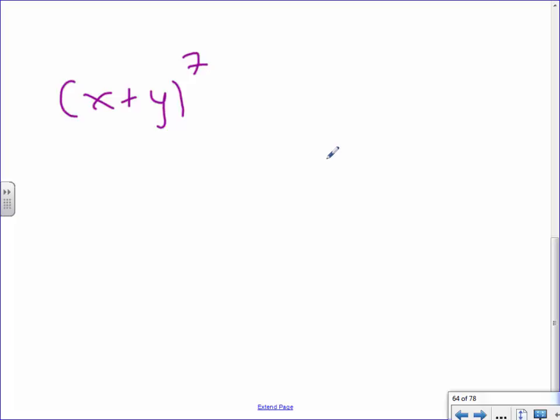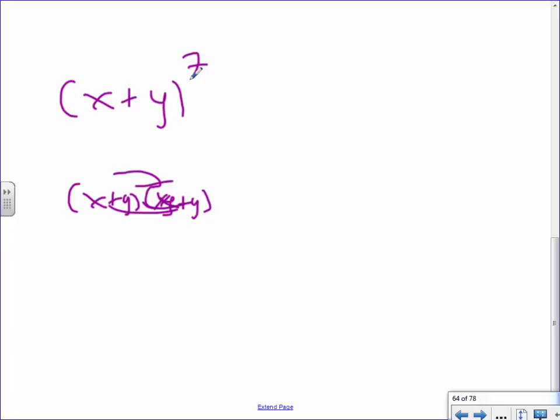Now, if it wasn't to the power of 7, if it was (x + y) squared, you would just write it next to itself, (x + y)(x + y), and you'd FOIL, right? But if I make this to the power of 7 or 8 or 9, it's going to take a long time to FOIL one of these things. You know what I'm saying here?